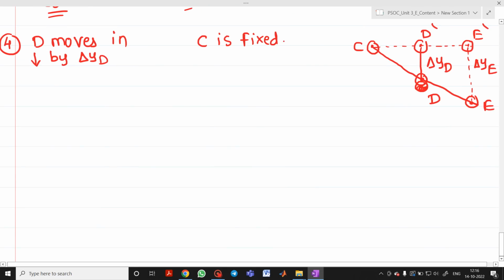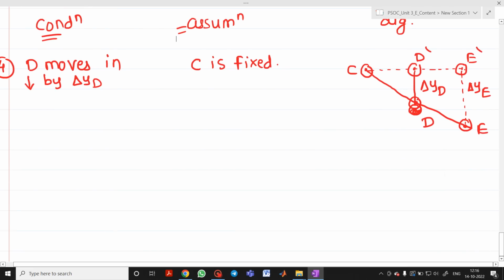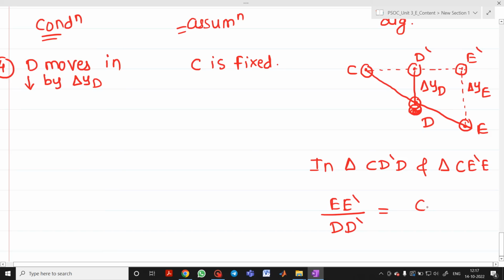So how can we write it here? Let me take here a triangle. Which triangle will I take? I will write triangle C D dash D. And for the next, the name of the triangle will be C E dash E. First one is C D dash D, second one is C E dash E. So I can write E dash upon D dash will be equal to C E dash upon C D dash.